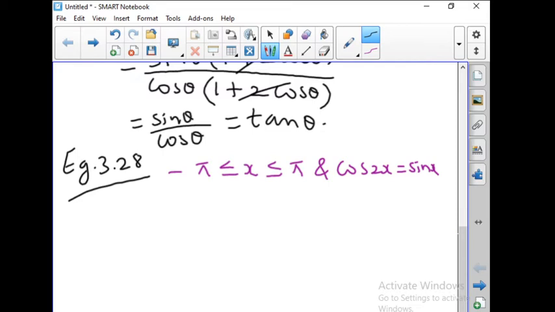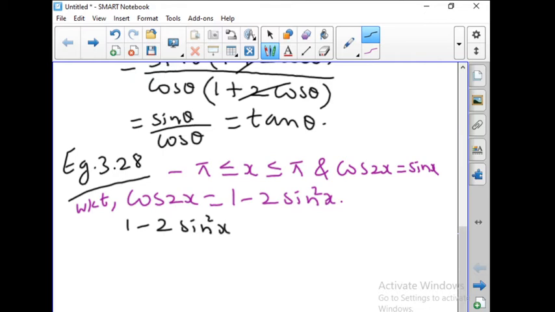We know that cos 2x is equal to 1 minus 2 sin square x. Okay, this is also a power reducing identity. We know this, so we are going to use it here. So cos 2x is equal to sin x. Therefore, what we get? 1 minus 2 sin square x is equal to sin x.